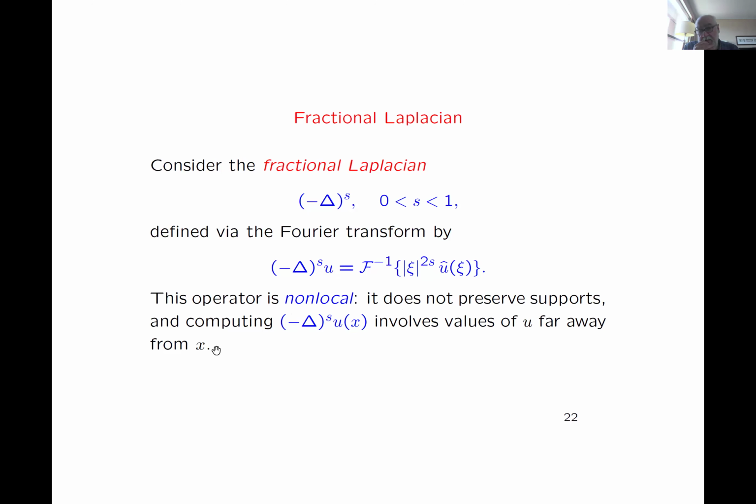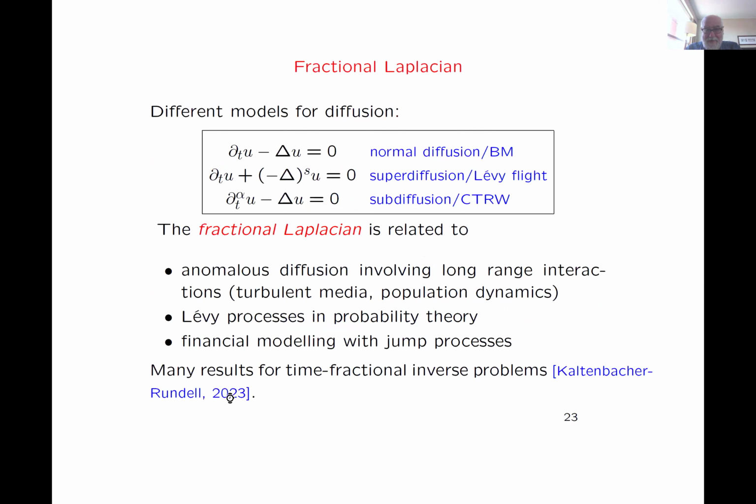So this type of fractional operator arises in many situations when you have non-local interactions. Something that happens in Chile, where I am, affects what happens in the US, for instance. And the fractional Laplacian arises as the steady state for different models for diffusion. For instance, the standard heat equation is normal diffusion, Brownian motion.